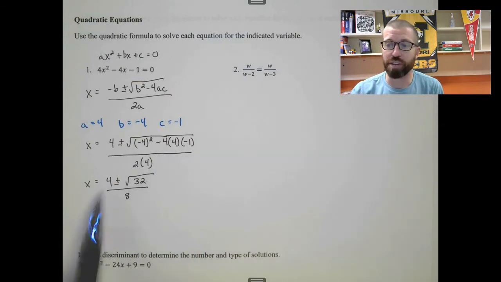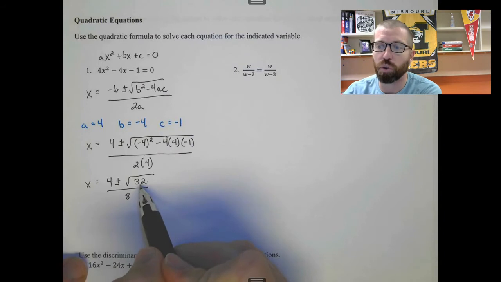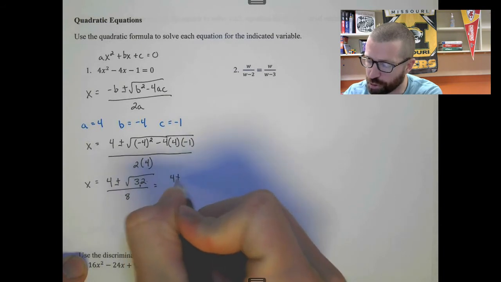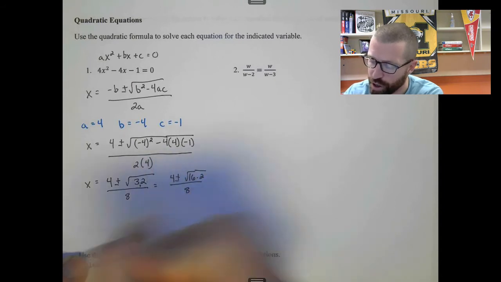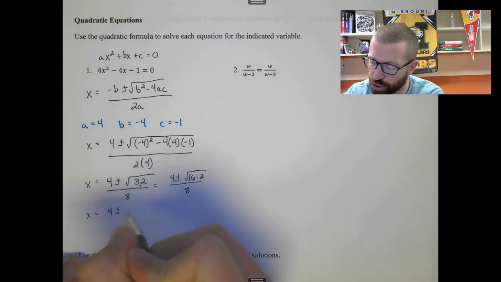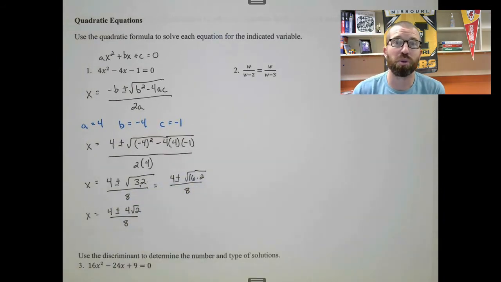Okay, so this is the answer, right? Those are solutions, but we can simplify this, and so we like to do that. There's a perfect square in 32, 16. 16 times 2 is 32. So we can write that as 4 plus or minus, we'll write it out in 2 steps. Square root of 16 times 2 over 8. And then when you take the square root of 16, you get 4 plus or minus 4 square root of 2 over 8.